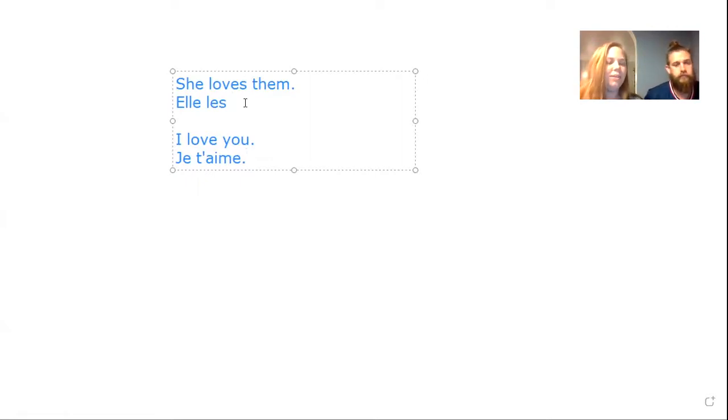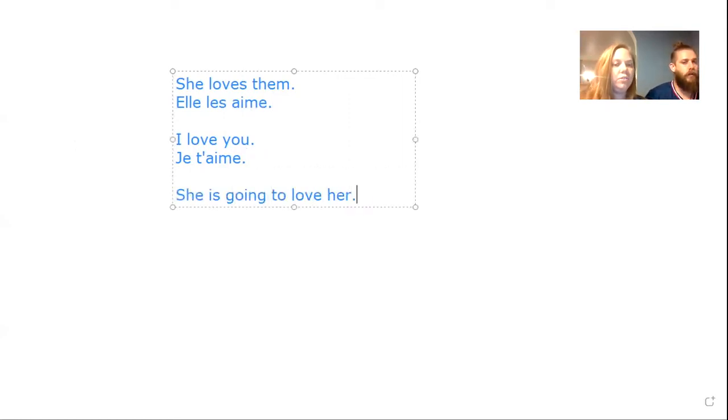And then, so remember, we're gonna put that right. She loves them. What about she's going to love her? She is going to love her. This has an infinitive in it. La va. And then are you going to put a verb or are you going to put a direct object next? Verb or object, go. Object. Yes. Her, in this case, would be the same as it, but feminine.